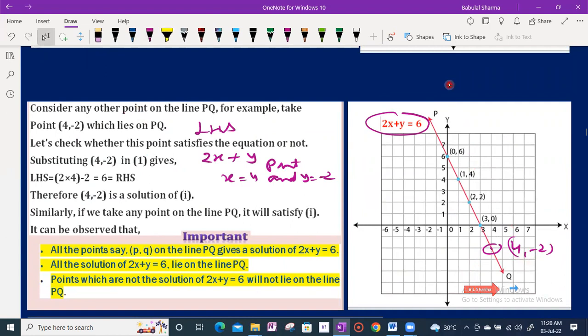देखिएगा 2 as it is, that is 2. x की जगह 4 पुट किया और y की जगह -2 पुट किया, तो 8 - 2 that is 6. Yes, और ये आपका राइट हैंड साइड है 6, that is equal to the right hand side. So we can say that every point lying on the same straight line will be the solution of the linear equation which is given.